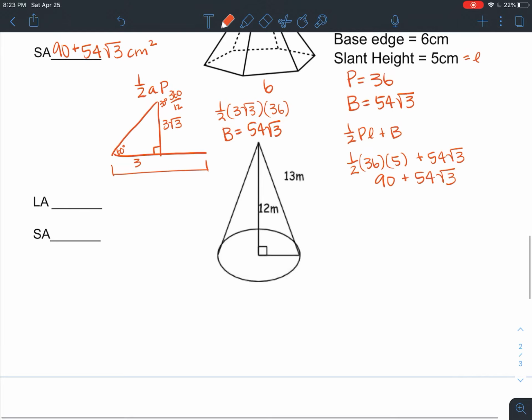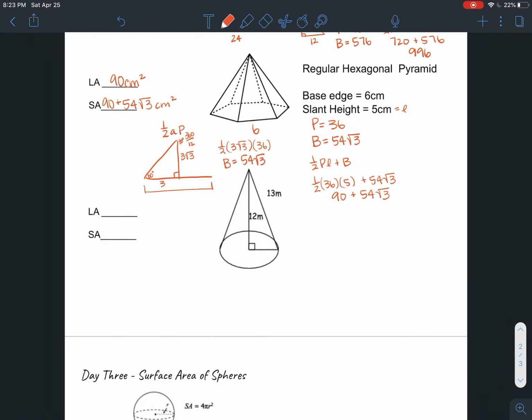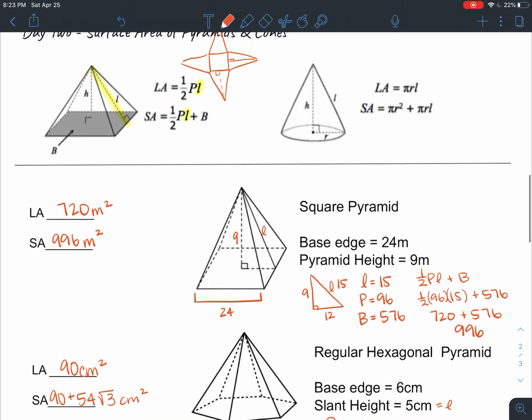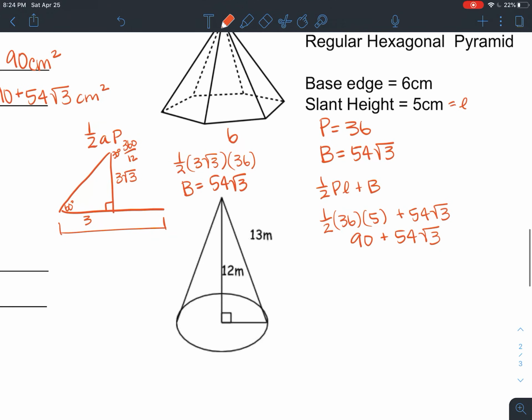And our last one for the day is our cone. Our cone formula is up here at the top. It is pi RL plus pi r squared. I like to keep that lateral first. So surface area is equal to pi RL plus pi r squared. I do not have my radius, but I do have a right triangle that I can use Pythagorean theorem. So if I have 13 squared minus 12 squared, that gives me 25. So my radius is going to be 5.